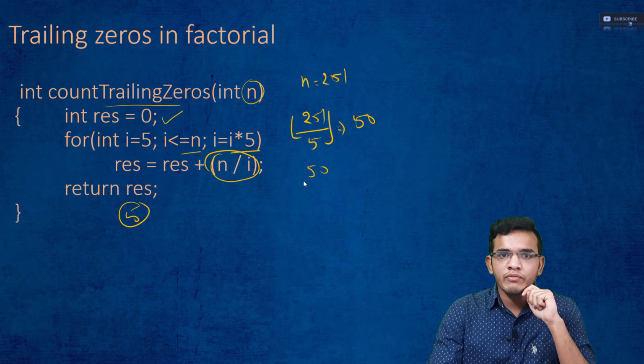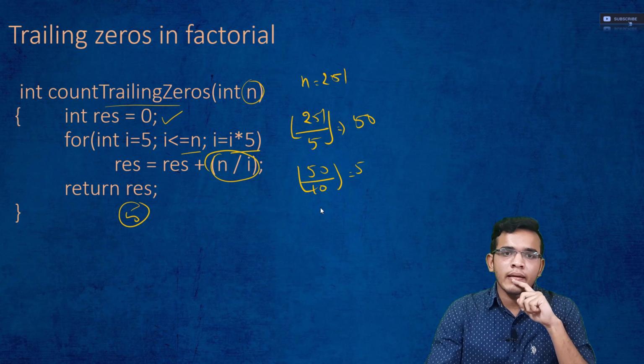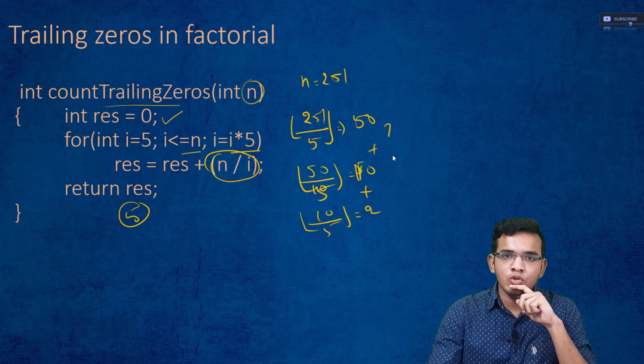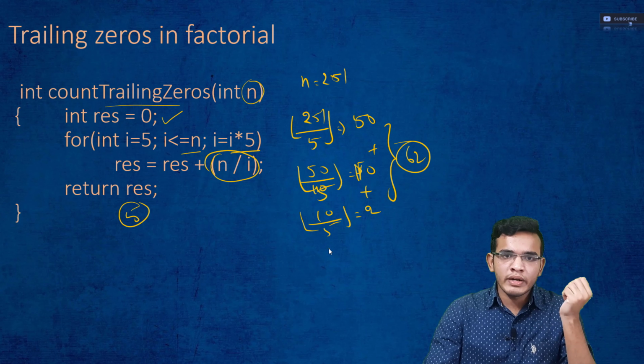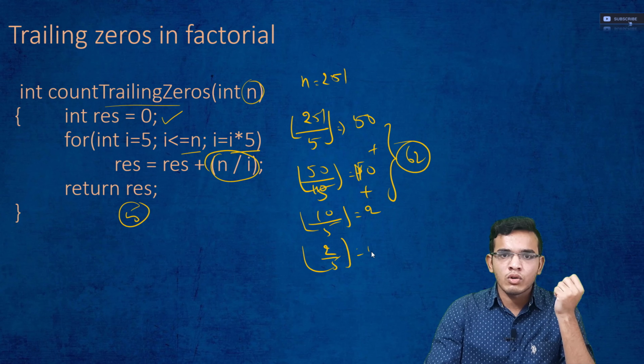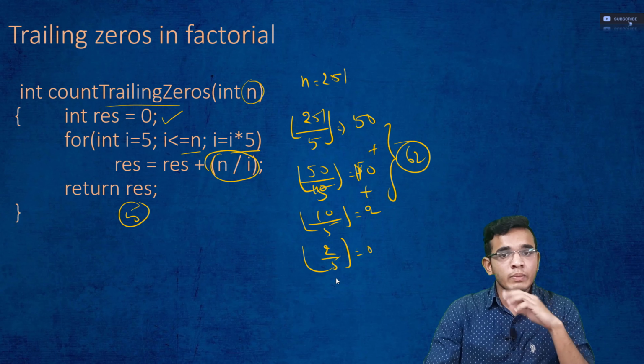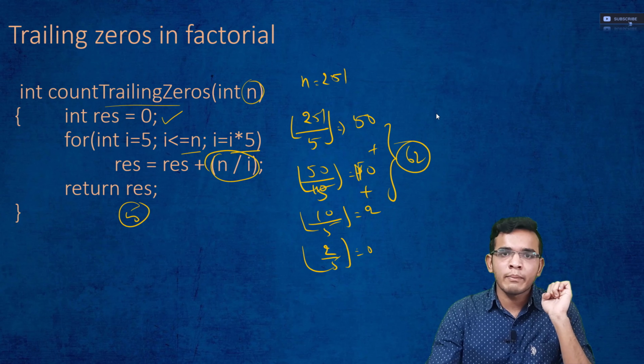Now I will calculate 251 by 25, which becomes 10. Again I will calculate 251 by 125, which becomes 2. So the value turns out to be 62. When I go for one more iteration, 2 by 5 is 0, and all the terms succeeding that will definitely be 0. So the number of trailing zeros for n value equal to 251 would be 62.